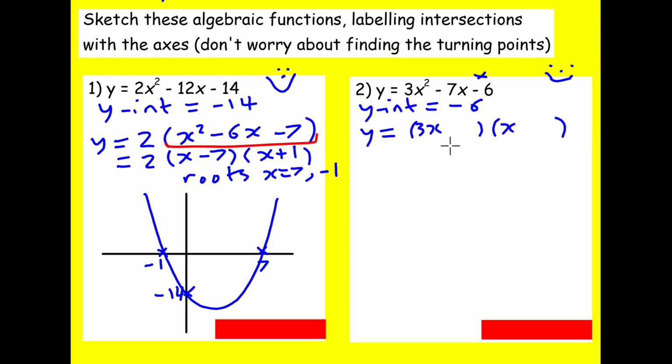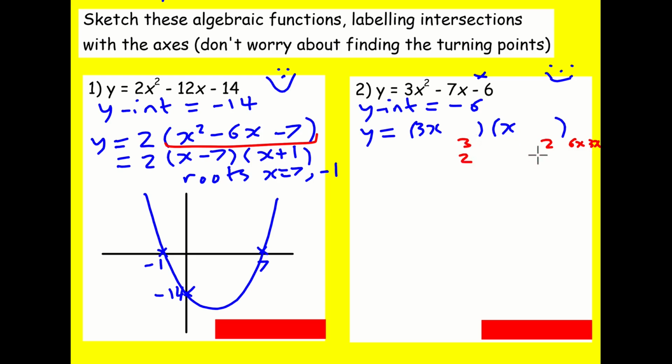So maybe I try 3 and 2 because those multiply to give 6. I'll deal with the minus in a bit. When I multiply this bracket out, this is now a trial and error method. I do 3x times 2 to give me 6x, and 3 times x gives me 3x. Now there's no way I can combine them to give me -7x. So essentially I don't use that. I need to try a different combination.